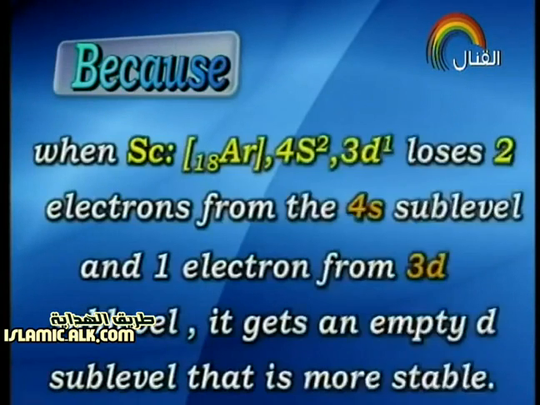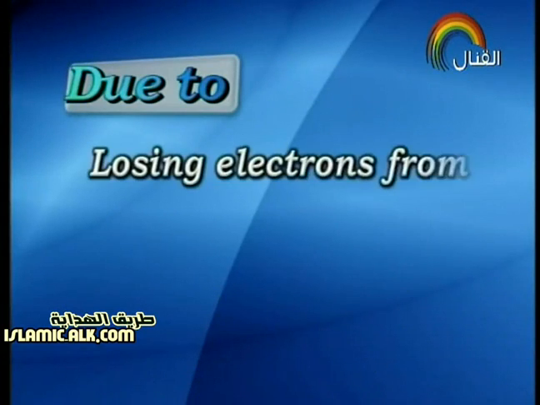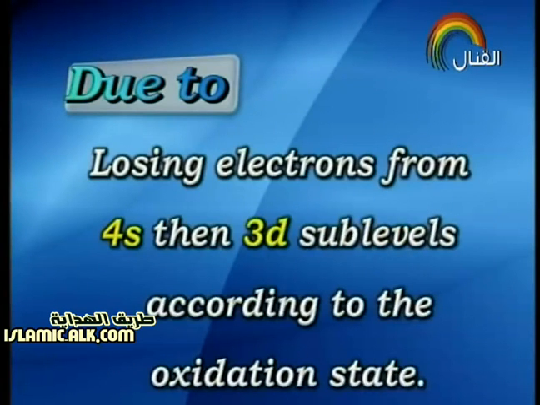The reason for that is because scandium has the electronic configuration argon 18 4s2 3d1. When it loses 2 electrons from the 4s sublevel and 1 electron from the 3d sublevel, it gets an empty d sublevel, which is more stable. Next point, the maximum oxidation states for the first transition series increase from scandium to manganese. The reason for that is losing the electrons from the 4s and the 3d sublevels according to the oxidation state.